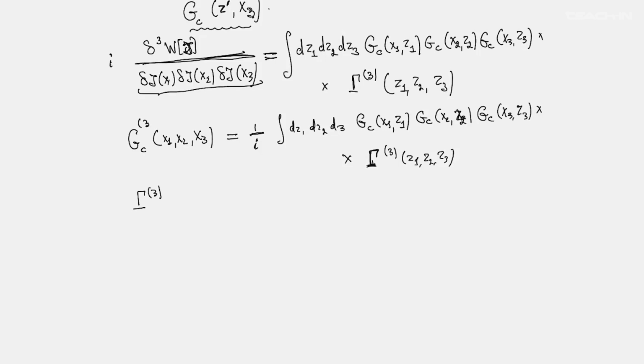It can be restored back via the connected Green's function in this way: dz1, dz2, dz3, gamma x1 z1, gamma x2 z2, gamma x3 z3, multiplied by G3 connected on z1, z2, z3.